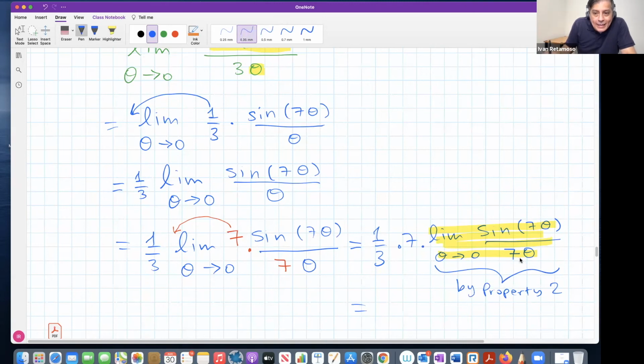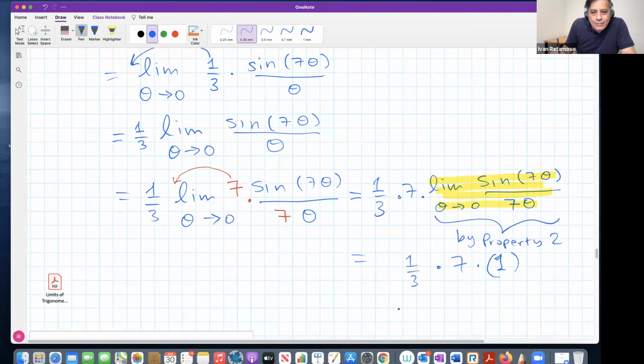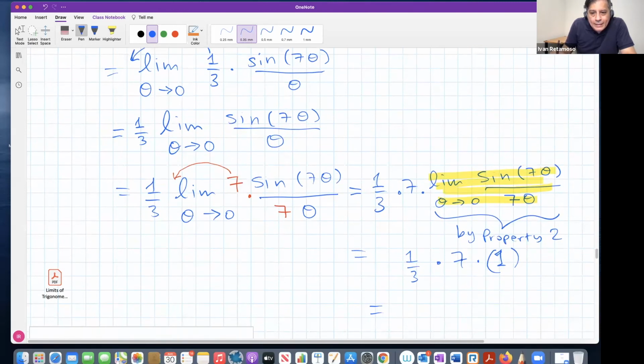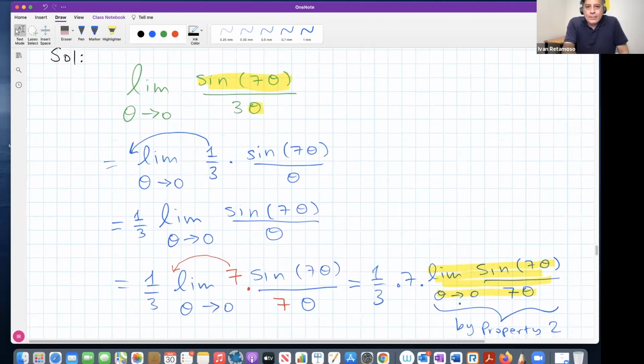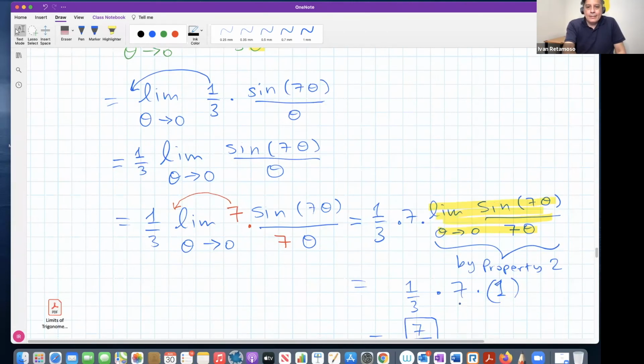As long as this guy and this guy are the same, remember we graphed this function, it shows that the limit of this part is 1. So 1 times 7 times 1/3 should give me the final answer. So 1 times 7 times 1, 7. 3 times 1 times 1, 3. 7/3 in exact form is the final answer. Very good, guys. So this is how you proceed.